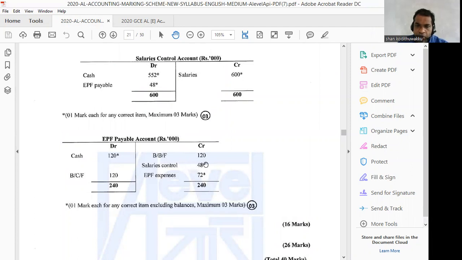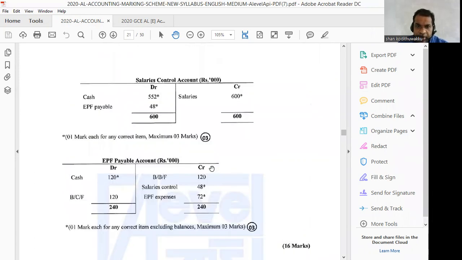This is what they have deducted from employees' salary control account. EPF payable by the owner is a separate expense. Therefore, EPF expense account debit and credit to EPF payable account. These two values are related to the current month.